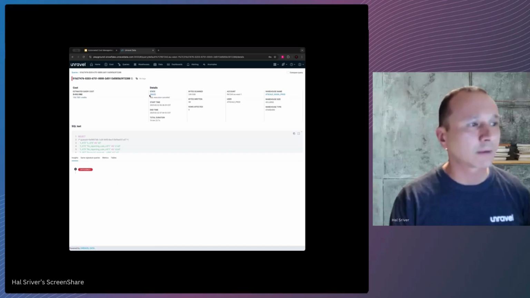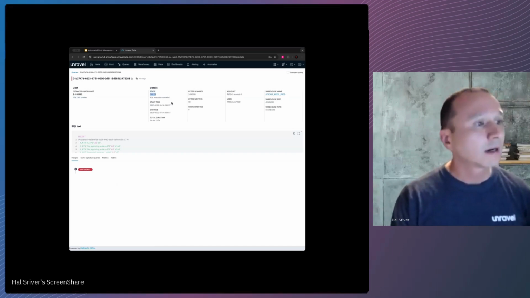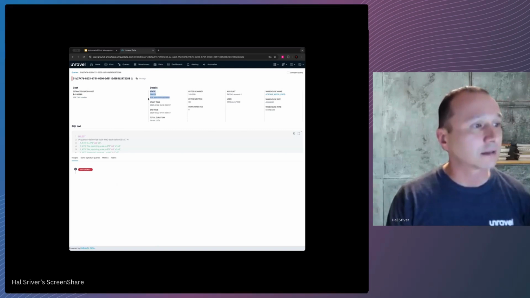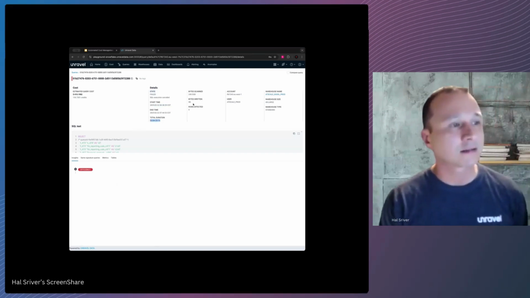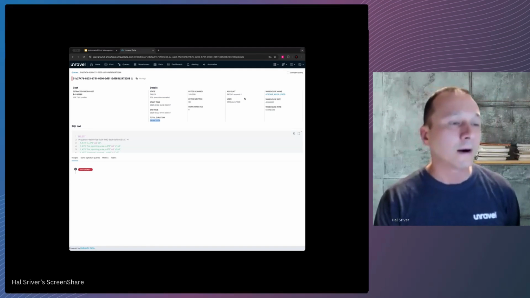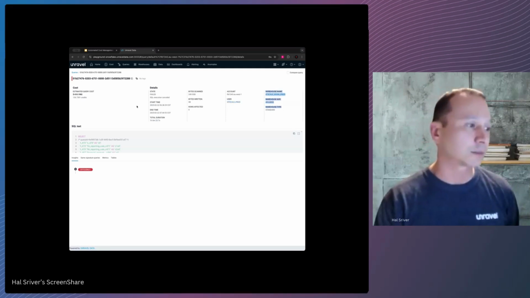What's the state of my query? Right now, this guy has failed. So I want to dig into why that's happened. It was actually that SQL execution was canceled. When did it start? When did it end? How long did it run for? Bytes scanned, in and out, rows affected. Who was the user? What was the warehouse size and type that was utilized for this particular query?